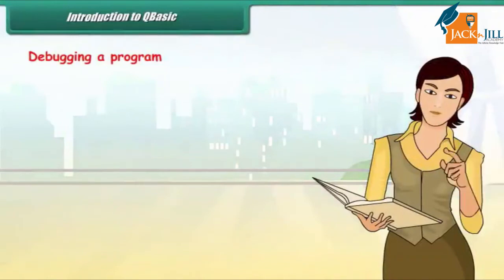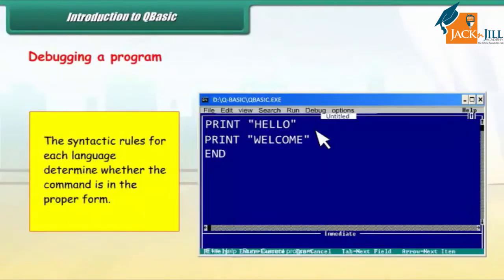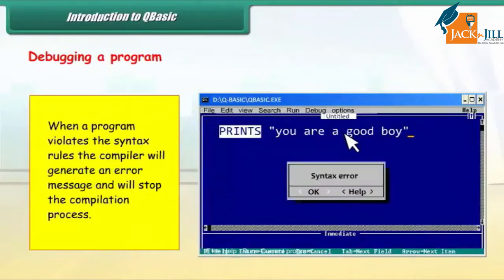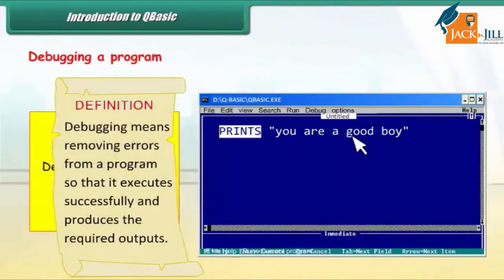Debugging a program. The syntactic rules for each language determine whether a command is in the proper form. When a program violates the syntax rules, the compiler will generate an error message and will stop the compilation process. Debugging means removing errors from a program so that it executes successfully and produces the required outputs.